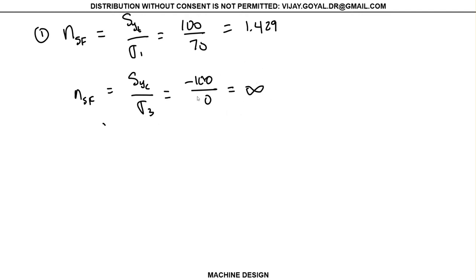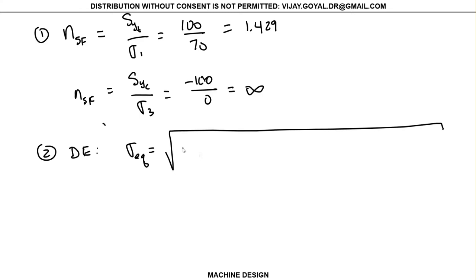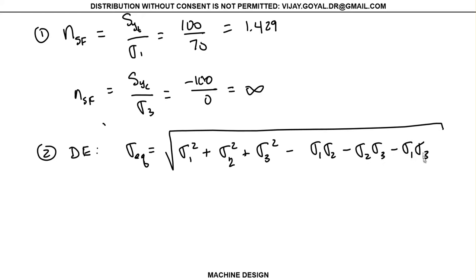That means this has an infinite margin of safety, meaning it's actually never going to fail in this region. So the second one is we want to use the distortion energy theory. For the distortion energy theory, I need to find the von Mises stress, which is sigma equivalent. There are many ways to find this. One way to find it is using this equation: sigma 1 squared plus sigma 2 squared plus sigma 3 squared minus sigma 1 sigma 2 minus sigma 2 sigma 3 minus sigma 1 sigma 3. This is the most general case.